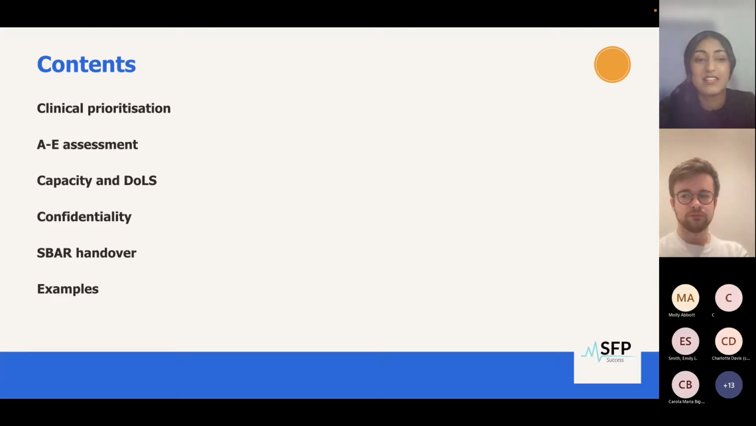So hopefully we'll ask for volunteers. If not, we might have to pick on a few of you. But I just want to emphasise that it is really useful to practise these scenarios. We would recommend it.